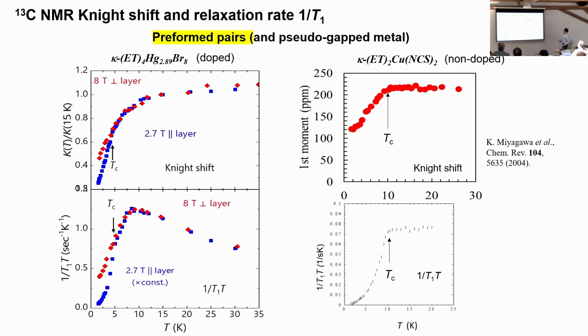Okay, now the nature of the superconductivity. This is the low temperature behavior of the NMR Knight shift and NMR 1 over T1 T. This is the conventional behavior of the half-filled band 10 Kelvin superconductors, non-doped. This behavior is very typical. The Knight shift is constant down to TC, and below TC the Knight shift suddenly decreases. And 1 over T1 T is also constant down to TC, then below TC, of course, it changes.